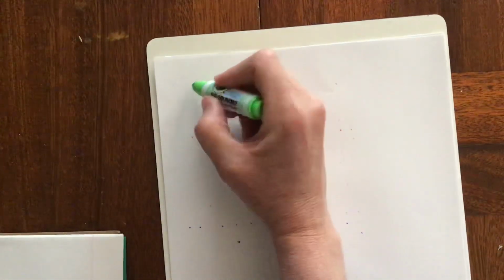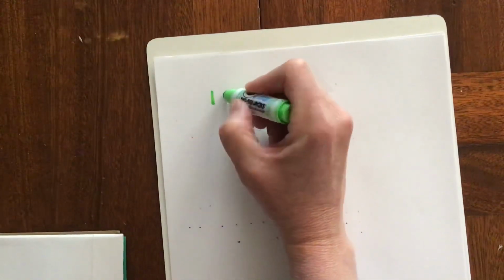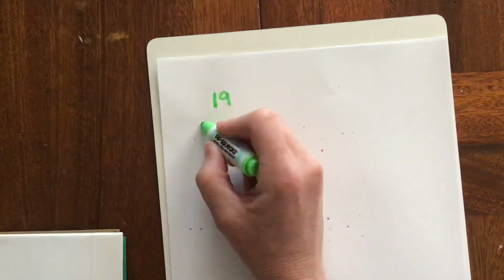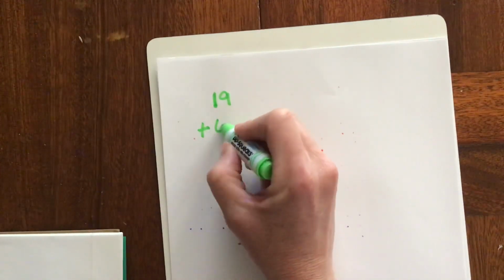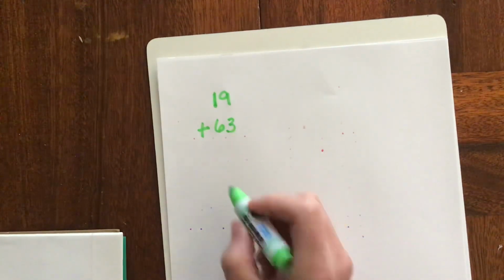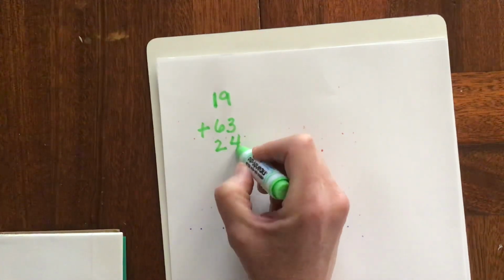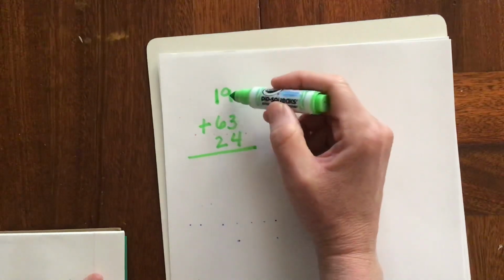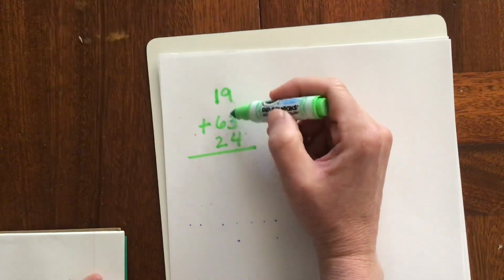And let's go with this color. All right, so the up-down way is writing them up and down, obviously. It's called the standard algorithm. So 19 plus 63 plus 24. I should have put my plus sign a little bit lower. That's all right. So the way this works is you're kind of adding them up and down like this.